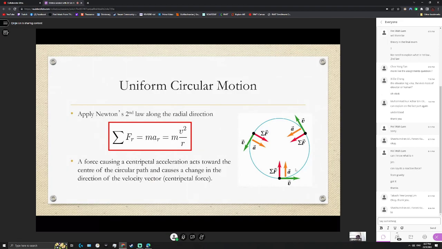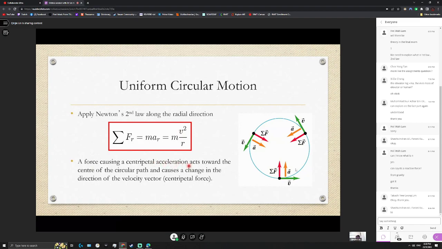kinematics part. When we study Newton's laws, we want to involve forces, right? So we will be applying F equals ma to that motion. For circular motion, if we apply F equals ma, the a is the radial acceleration, and we can substitute v squared over r into that formula. So it becomes F_r, the radial force, equals mv squared over r.